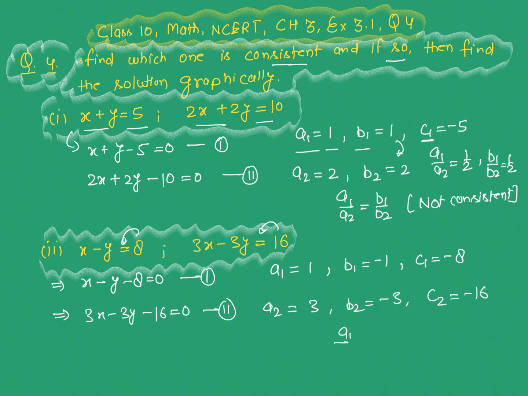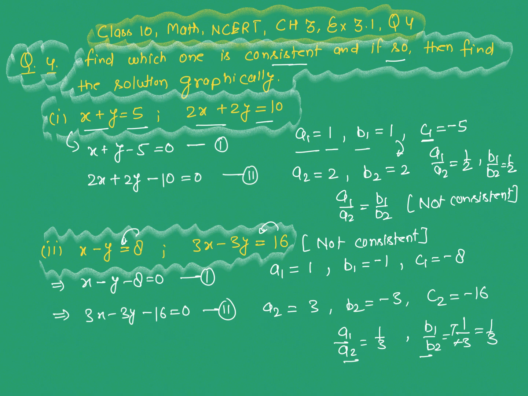So a1 by a2 would be 1 by 3 and b1 by b2 would be -1 by -3, which is 1 by 3. So a1 by a2 is equal to b1 upon b2. So again these two equations are not consistent. तो अगर ये consistent नहीं है तो we do not need to find out the solution graphically, right?